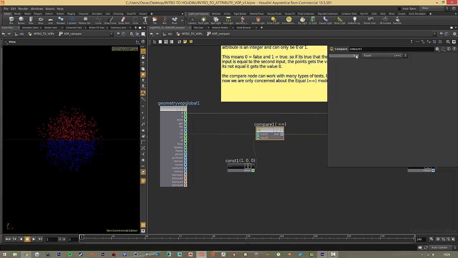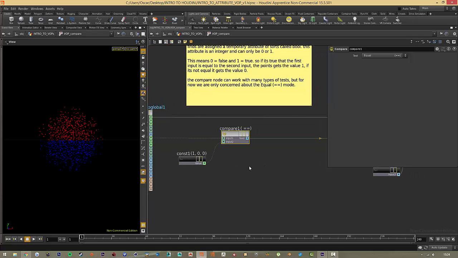This means that I'm going to put the test to equal, okay? And I want them to be equal to exactly that, 1, 0, 0. So I'm going to pipe a constant to the second input with the values 1, 0, 0. Now, this compare node is going to take all the points incoming, all the color values, and it's going to look and see what points here have a color attribute vector exactly equal to 1, 0, 0, okay? And it's not going to delete anything. It's not going to do anything like that.